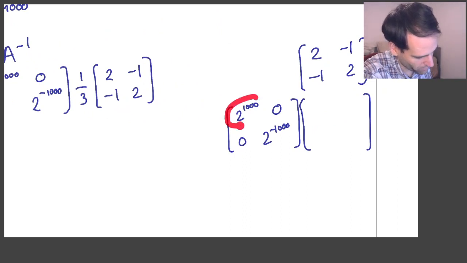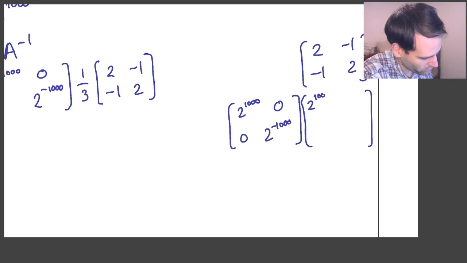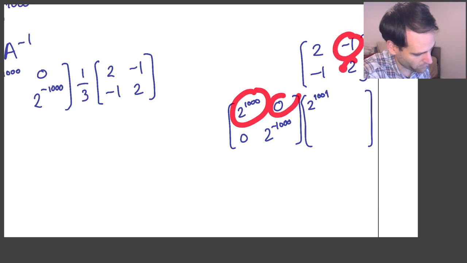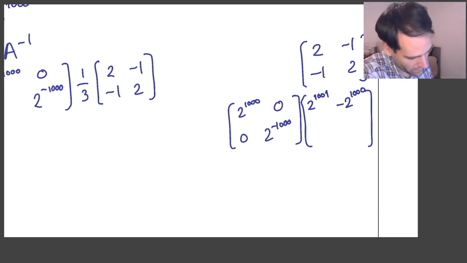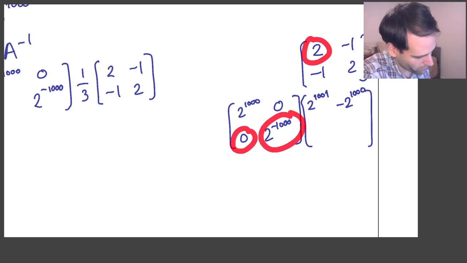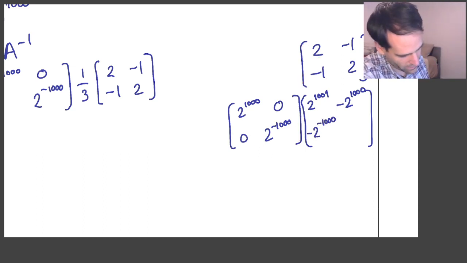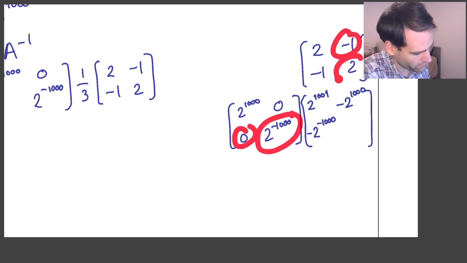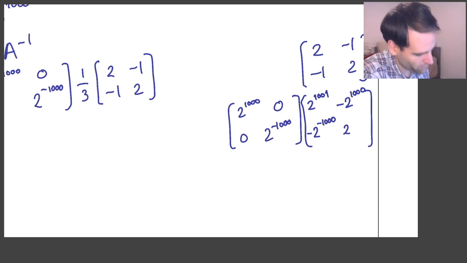So this is 2 to the power 1000 times 2 plus 0 times minus 1. That's 2 to the power 1001. Next, 2 to the power 1000 times minus 1 plus 0 times 2. That's minus 2 to the power 1000. Next, 0 times 2 plus 2 to the power minus 1000 times minus 1, that's minus 2 to the power minus 1000. And finally, 0 times minus 1 plus 2 to the power minus 1000 times 2, that's 2 to the power minus 999, right?